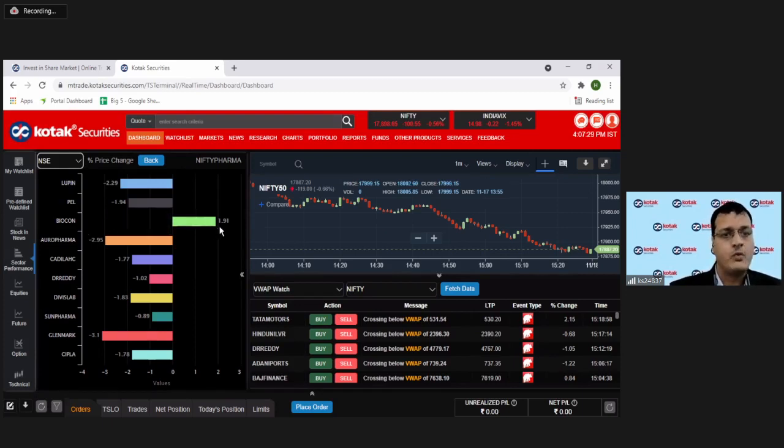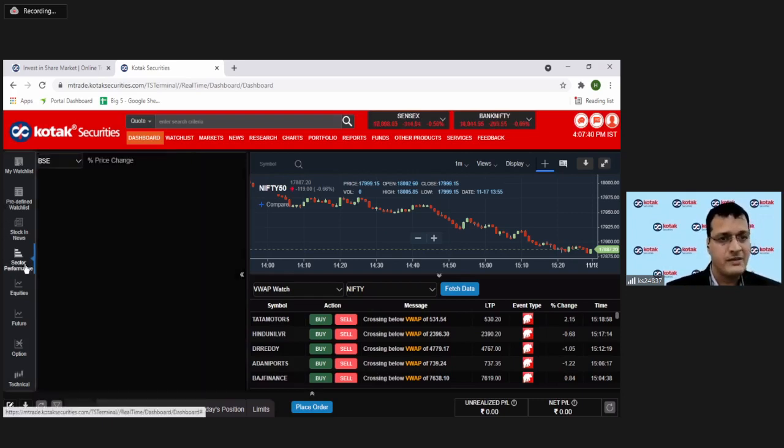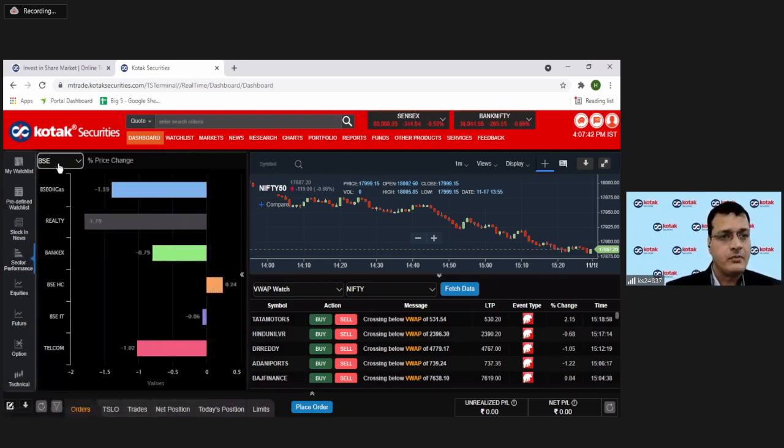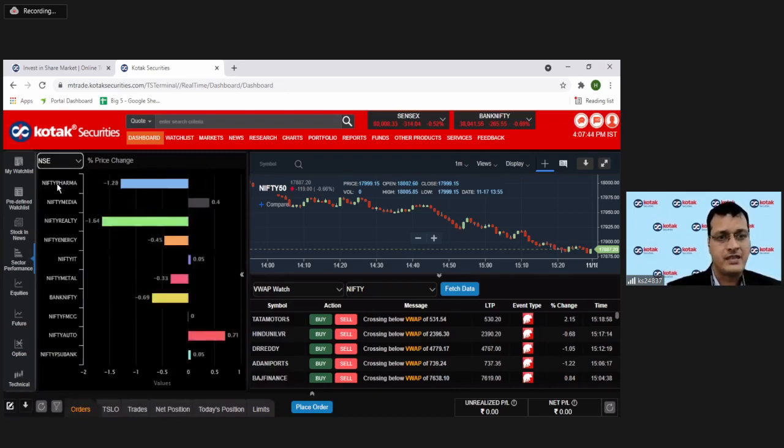Biocon was up by 1.91%. So you can do sector specific, and then in a sector, in case you want to see which stocks were up or down, you can go from here. So, sector performance, probably NSE or BSE. In case I want to do NSE, and today I want to see Nifty Auto, that was up by 0.71%.